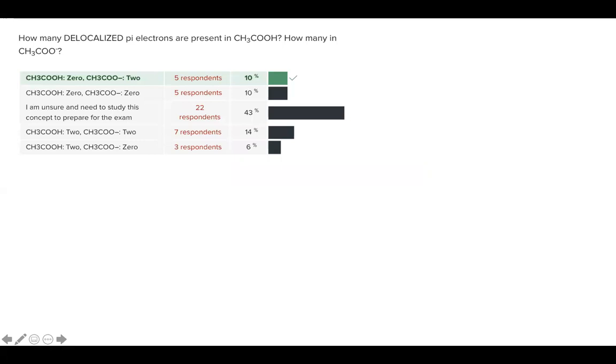One that I saw within that test, that was an idea that we haven't quite had yet, that's at the end of chapter 8, is this question right here. So it says, how many delocalized pi electrons would be present in acetic acid? How many in acetate? Let me add some information for us here.